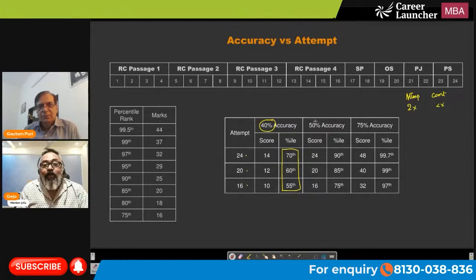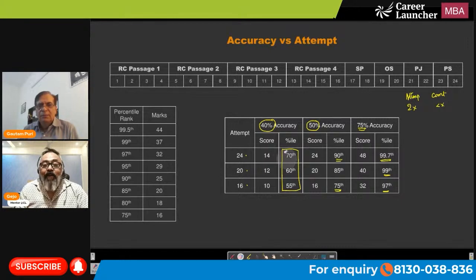And at 50% accuracy, if you're attempting all the 24 questions, you will hit about the 90th percentile. But you attempt 16 questions, you hit about 70th percentile. And if you're able to hit the very high accuracy, at 24 questions you will hit very high percentile. At 20 questions you will hit about 99th percentile. At 16 you will hit about 97th percentile.